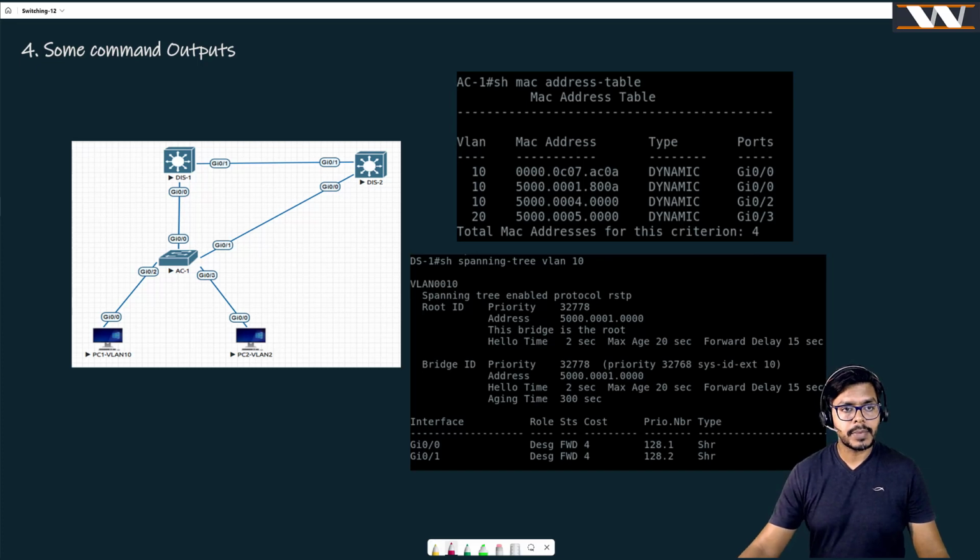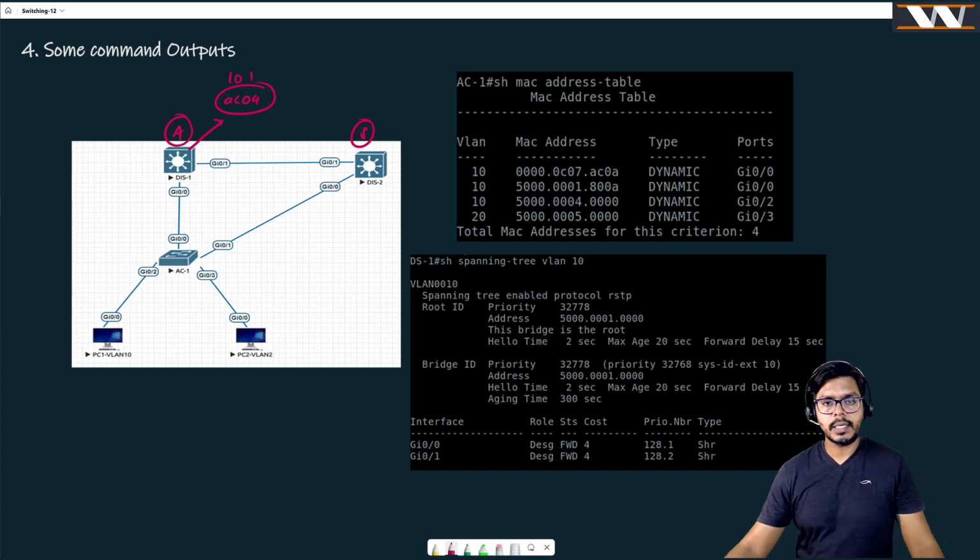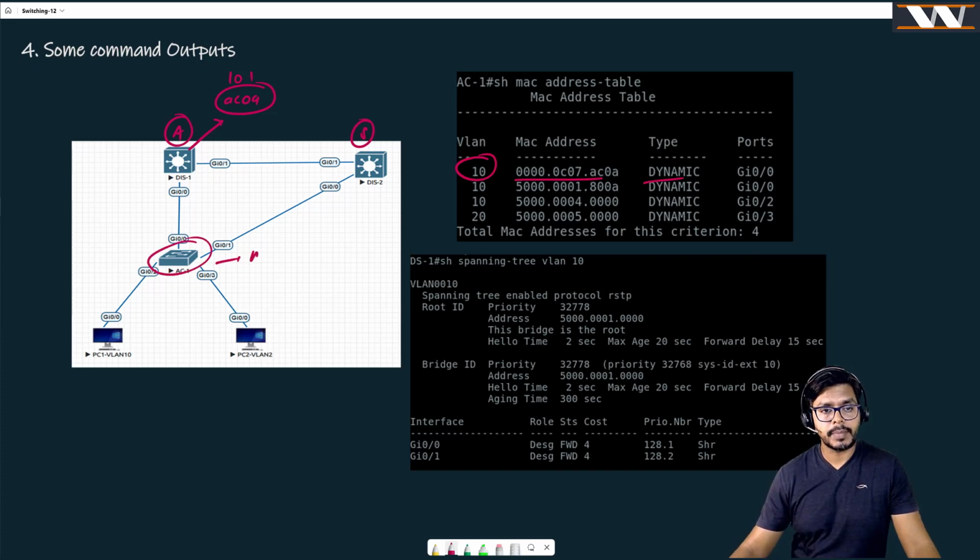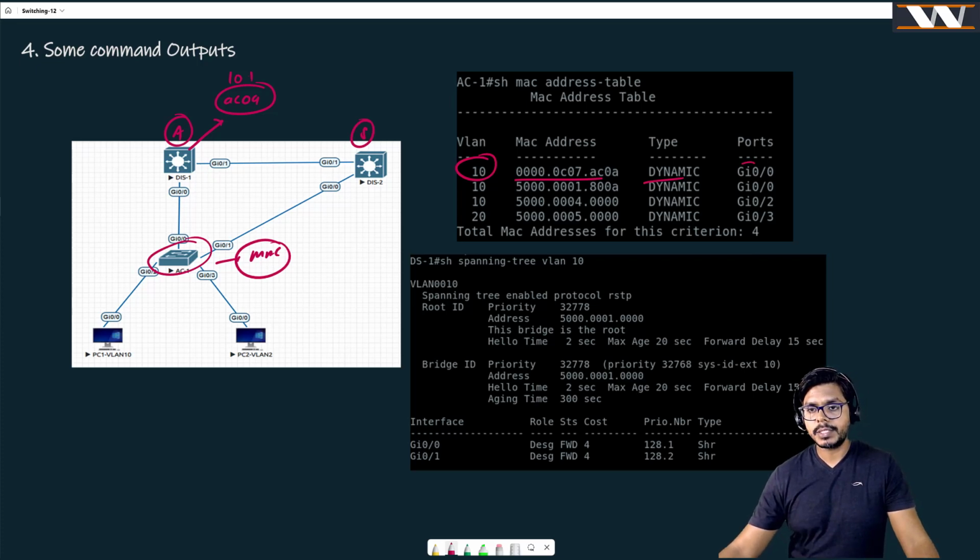So right now, this is my active router. This is my standby router. An active router is taking this MAC. The MAC address is AC0A of 10.1, right? And you can see VLAN 10, MAC address is this one. Dynamic, I'm talking about learning of access 1. This is actually the MAC address table of access switch 1. If you go to gigabit 0/0 port, it is learning this MAC from here. It is as simple as that.